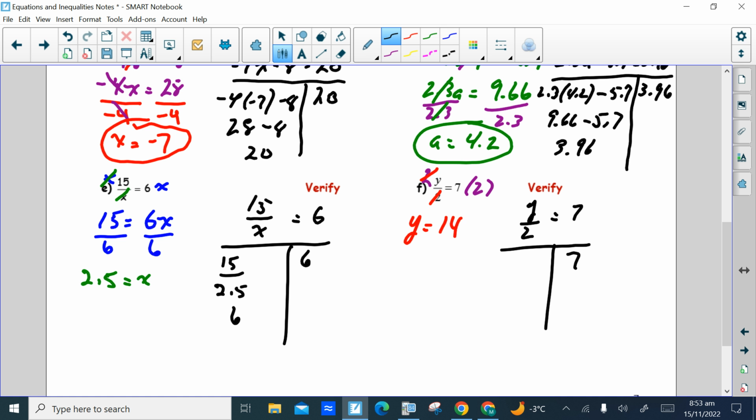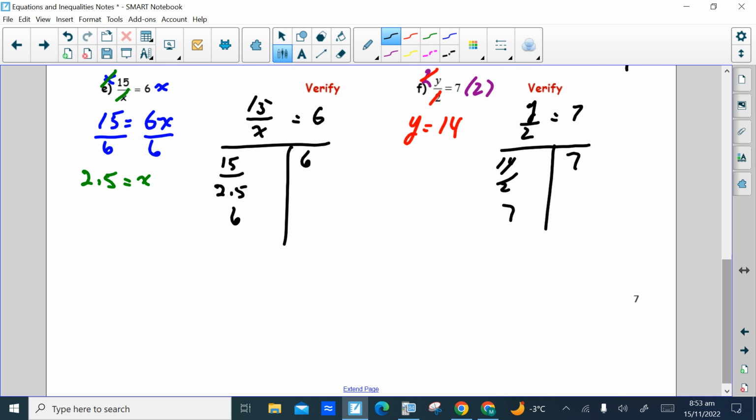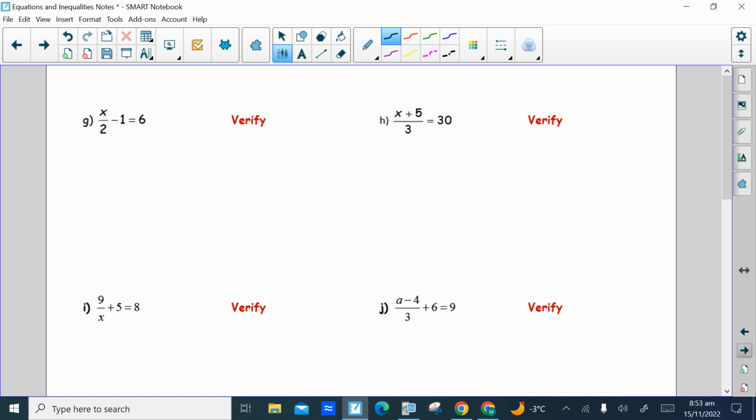And no matter how obvious it might seem that your answer is correct, like in this case here, because 14 divided by 2 equals 7, if it tells you to check or verify, you need to do that. On a quiz or a test, you'll lose a mark if you don't. If you're told to verify or check, make sure you do that.